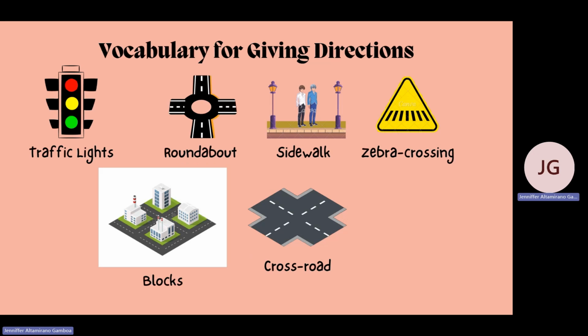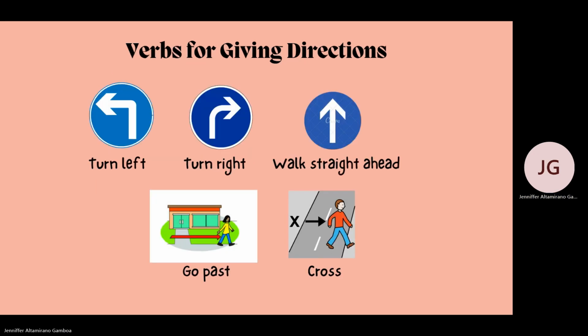Now, first, we are going to learn some very useful expressions that we can use to give directions. First, we call them traffic lights, then roundabout, sidewalk, zebra crossing, blocks, and finally, crossroad. These are some verbs in English that you can use to give directions. First, you say turn left, turn right, walk straight ahead, go past, and cross.